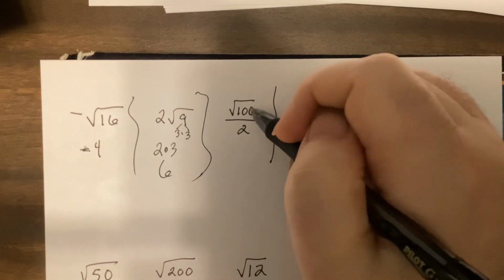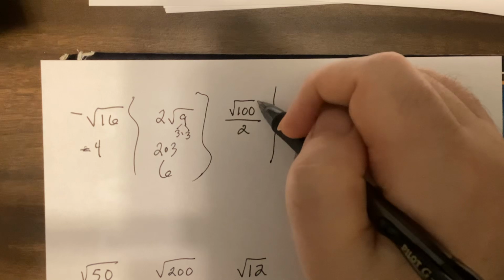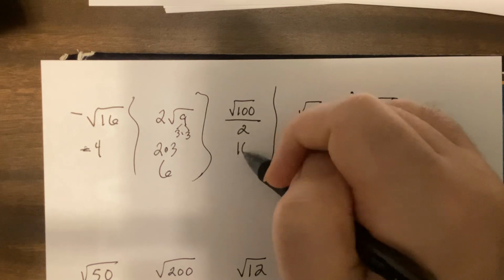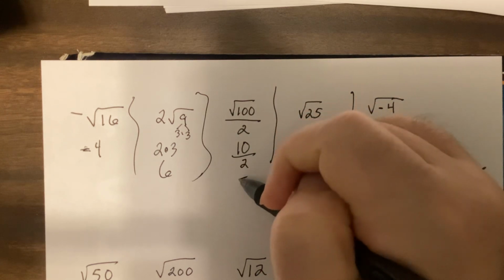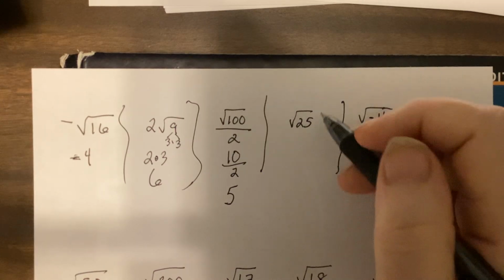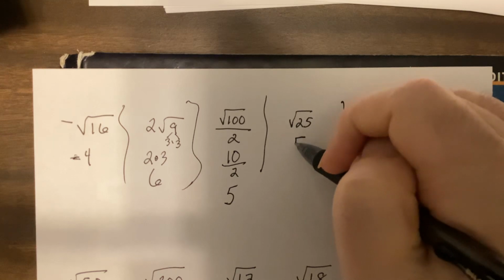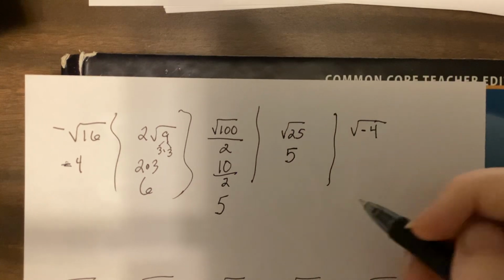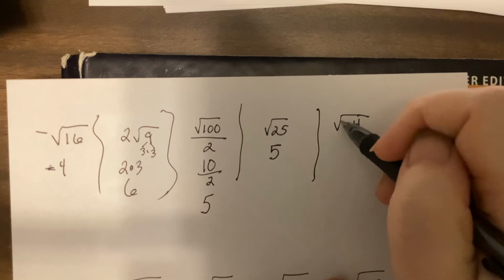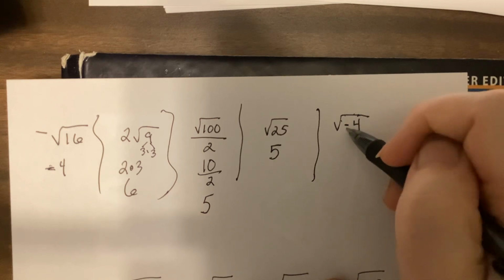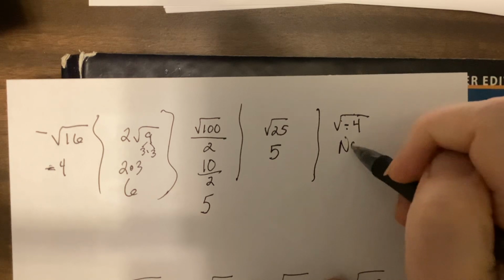Square root of 100, what do you square to get 100? And that is 10, so it'd be 10 divided by 2 is 5. Square root of 25, what do you square to get 25? Need to have those memorized. It'd be 5. And remember, you cannot take the square root of a negative number to get a real number, so it's not real.